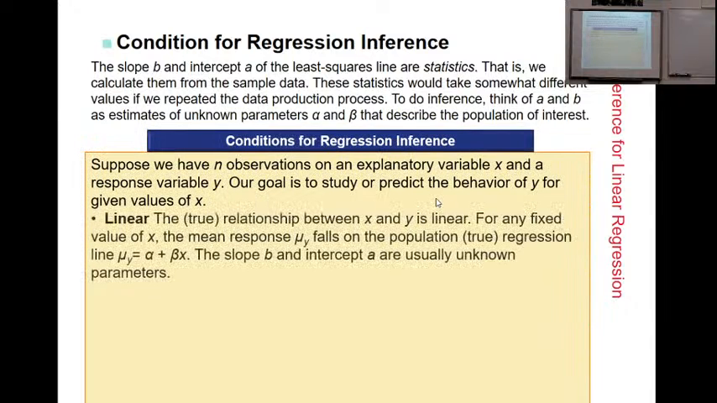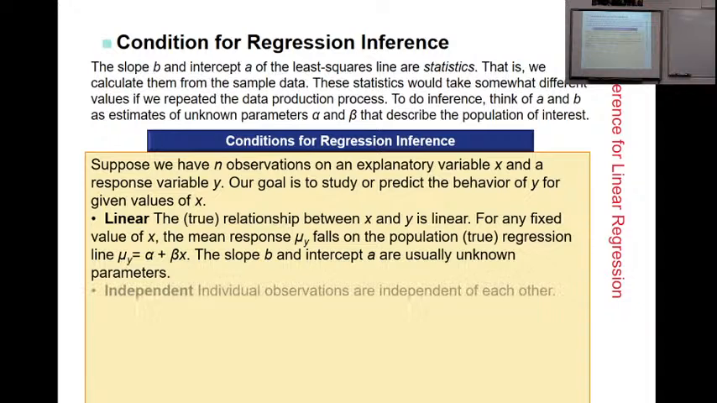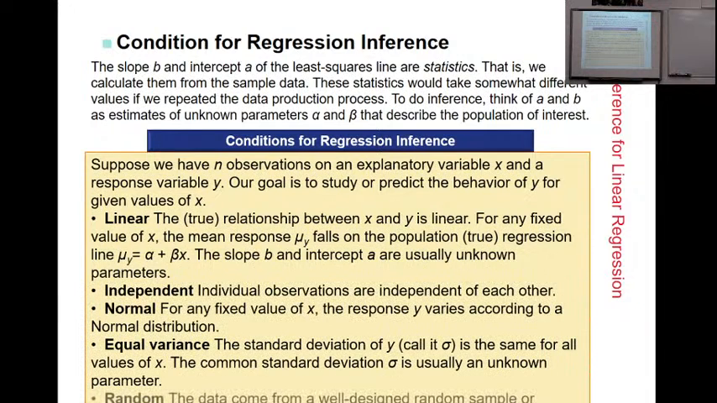Here are the conditions. There's 5. Here they are. The ones that should look familiar to you. Normal, we're going to check a little bit differently than we have been. But independent should look familiar. Random should look familiar. And then there are 2 other conditions.